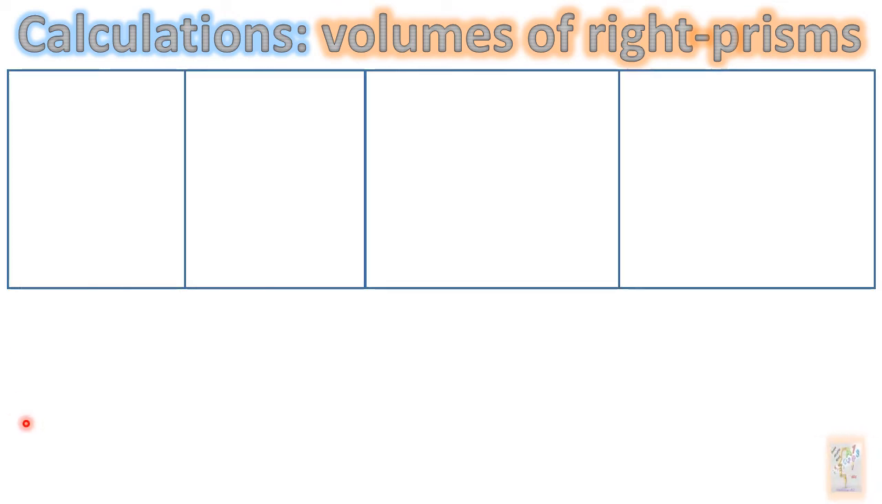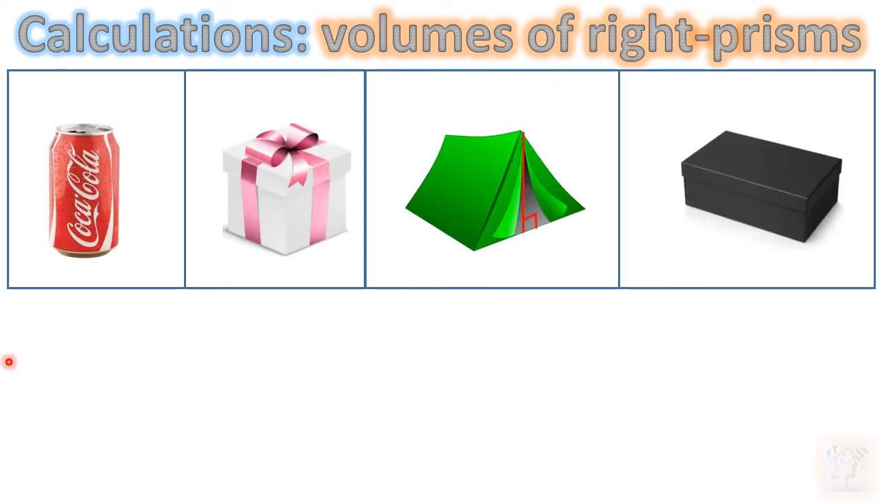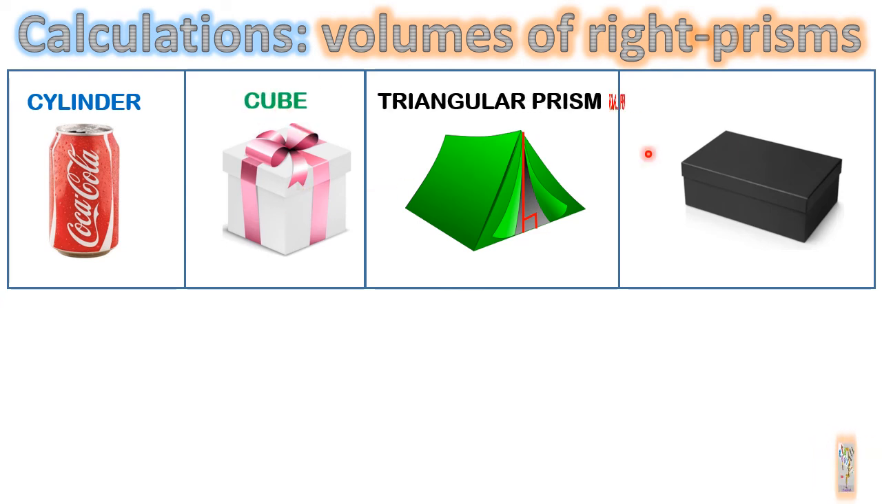Now let's look at how we can actually calculate volumes of right prisms. Okay, then I'm taking you back to the original prisms. I want us to calculate looking at the practical setup. Now let's take the prisms that we had, all of them. The Coca-Cola can and the rest. Automatically, this one is a cylinder, the second one is a cube, the third one is a triangular prism, and the fourth one is a rectangular prism.